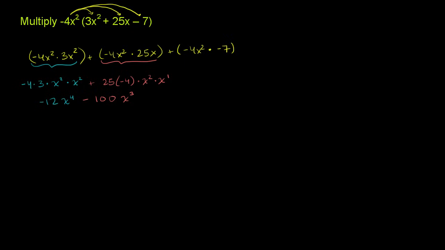And then let's look at this last term over here. We have negative 4x squared. So this is going to be plus, that's this plus right over here. We have negative 4. We can multiply that times negative 7, and then multiply that times x squared. I'm just changing the order in which we multiply it. So negative 4 times negative 7 is positive 28. And then I'm going to multiply that times the x squared. And there's no simplification to do, no like terms. These are different powers of x. So we are done.